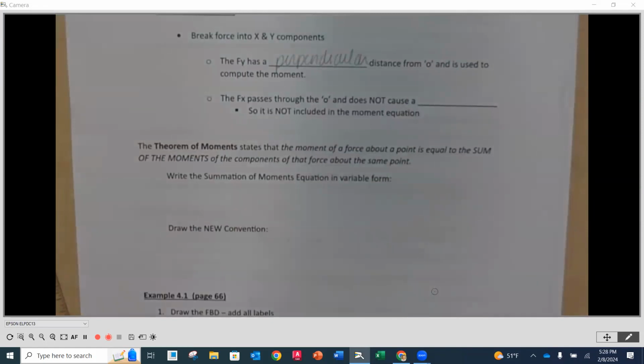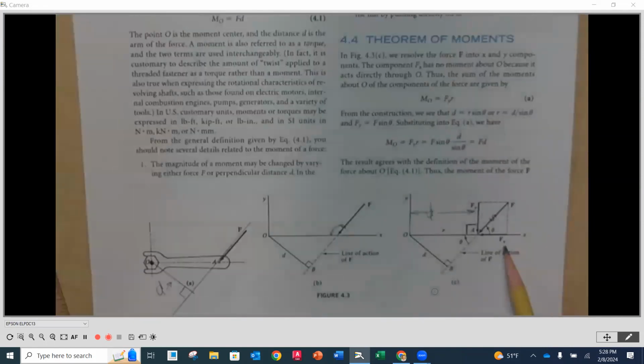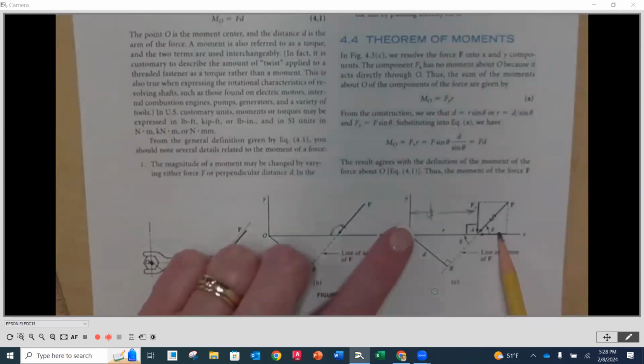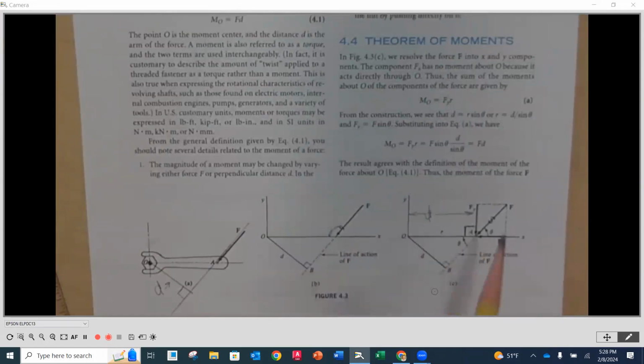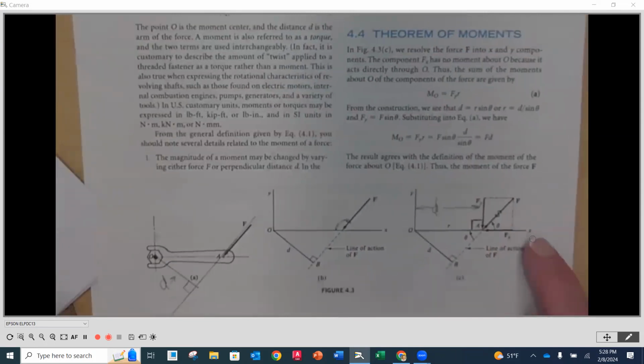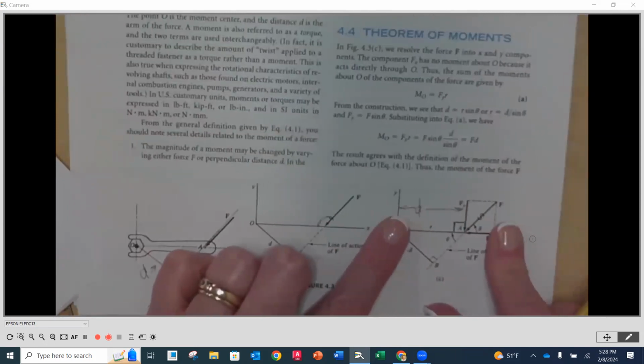Fx passes through the origin, so it does not cause a rotation. Let's look at that one. If I push that Fx component along its line of action, do you see how there's no distance? It goes right through the point. So there can't be a rotation. There can't be a moment calculation because my distance would be times 0. It has to be a perpendicular distance offset that causes rotation about that point. If I push on X, it's going to push on my point.